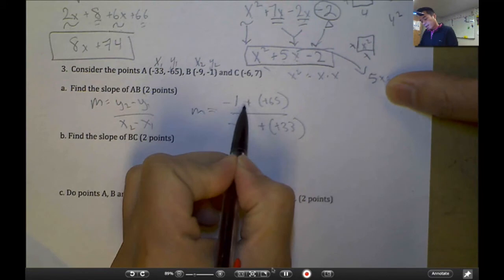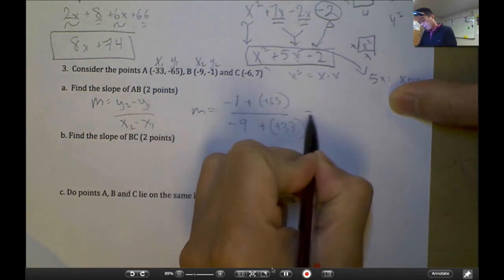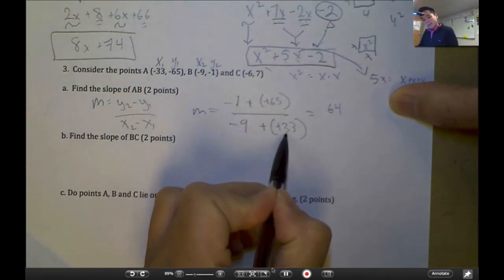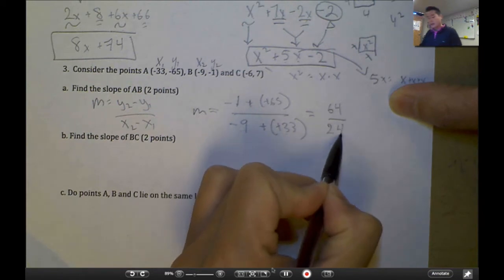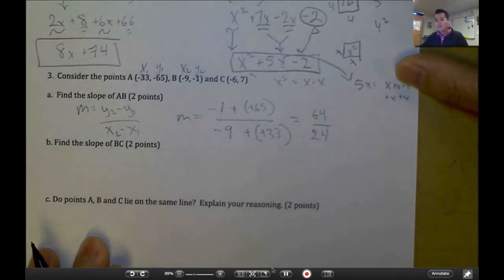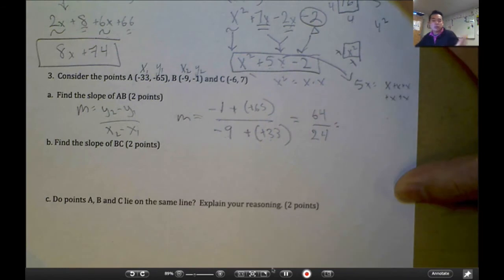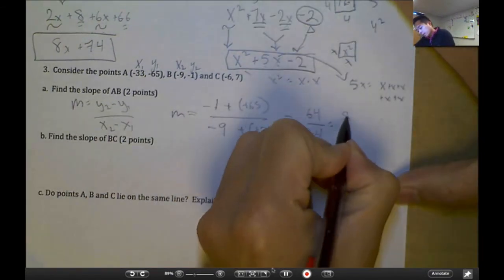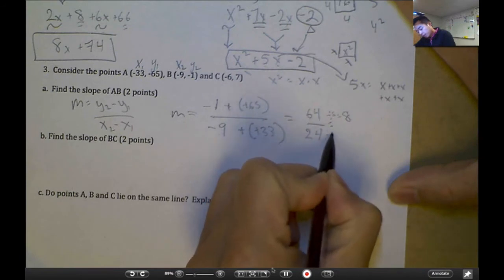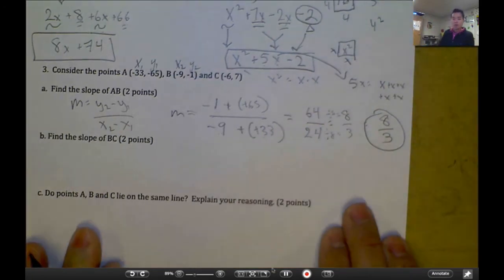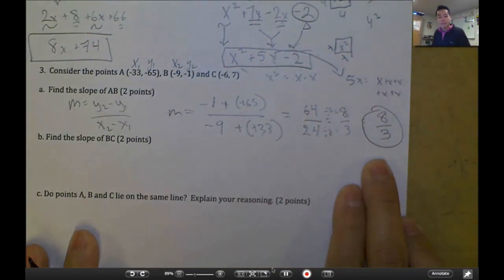Okay, so then I have negative 1 plus positive 65 becomes 64. Negative 9 plus 33 is going to be 24. I have a positive 64 over 24 right now for my slope. It is not in simplest form. Right away, I can reduce it down. I'll just use 8 because I know that 8 goes into both. You can do a 2 and just keep going down until you can't go anymore. Divide 64 by 8, I get 8. Divide 24 by 8, I get 3. So my slope is 8/3. There's my slope between A and B.